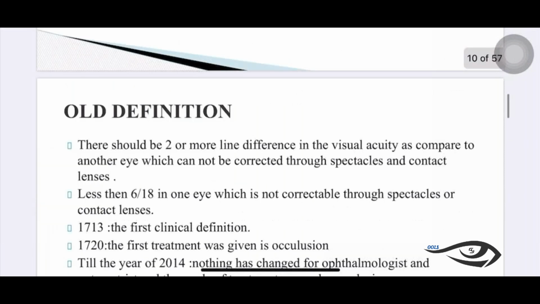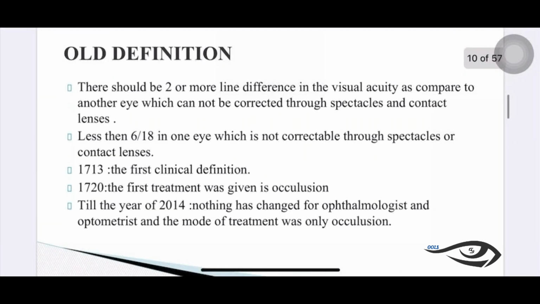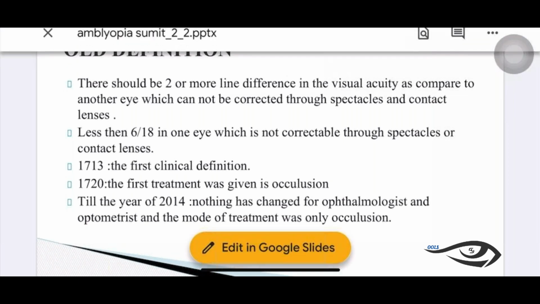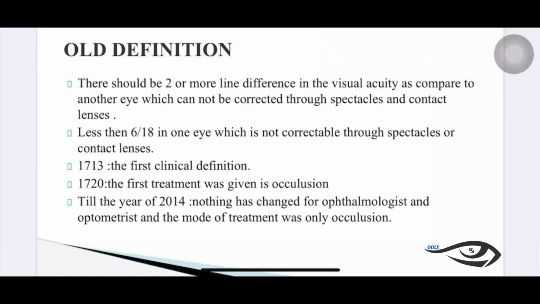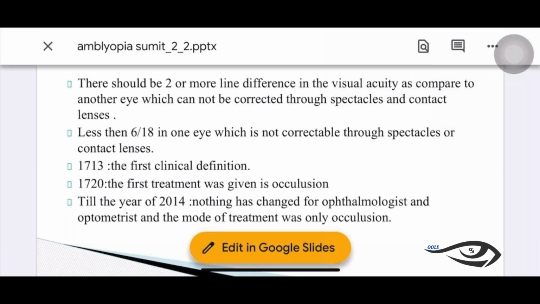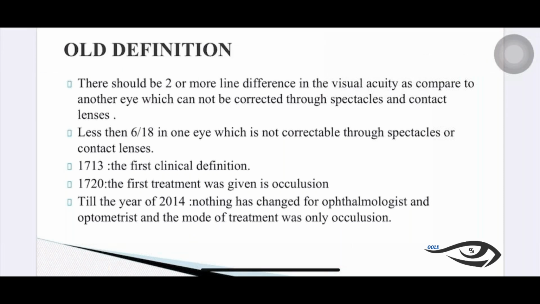If we talk about the old definition, there were lots of changes in that. The old definition was that there should be a two or more line difference in the visual acuity as compared to the other eye, which cannot be corrected through spectacles or contact lenses. Somehow, other people were saying that even if there is less than 6/18 vision in one eye, which is not correctable through spectacles or contact lenses.